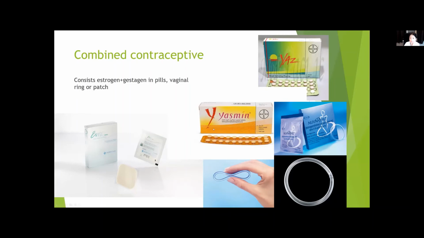In the case of Jasmine, the woman has to drink 21 tablets, then 7 days off. In this day off period, bleeding will happen. In the case of Jas, a woman should swallow 28 tablets without day off. There are 24 tablets with hormones, and 4 tablets are placebo, and the menstrual reaction will happen during the placebo.